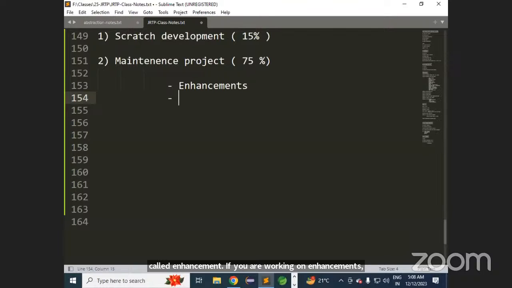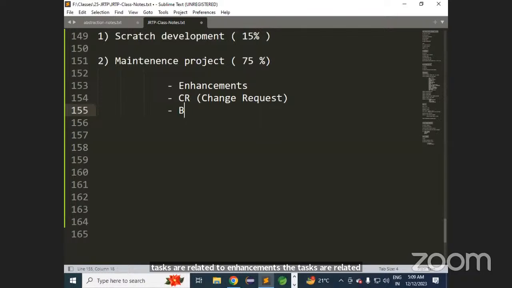Then the second one, there will be tasks related to CR. When you go for a maintenance project, your manager will call, hey Raju, today you work on this CR. CR means change request. Change request is nothing but, whatever functionality is available, the client is asking to change that functionality. So we delivered the project to the client, the client is not happy with that, and the client is asking to change that functionality. That is called a change request. When you are working in a maintenance project, the tasks are related to enhancements and related to CR.